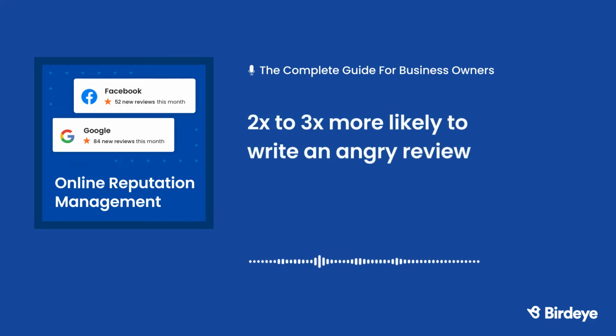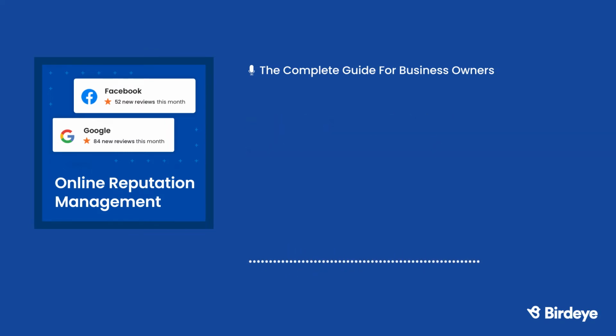Customers who have a bad experience are 2 to 3 times more likely to write an angry review than customers who had a great experience are to write a glowing review. As a result, your online reputation might reflect the opinions of your displeased customers more than your satisfied ones. Luckily, there's a way to fix this. An online reputation management strategy can make sure the reviews posted on sites like Google and Facebook are a true representation of your business's customer experience.